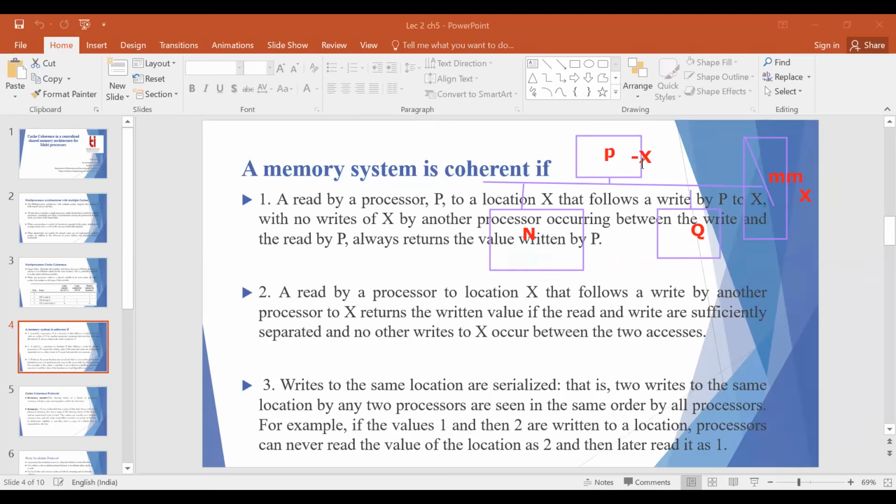And then P writes to it, right? Now, what it says is that whenever P updates the value of X, and then if any other processor wants to read X, it should always get the updated value. This is one definition of coherence. The other says that if P has read X, not written, and then N has written X, then next time when P wants to read X, it should also return the most updated value.